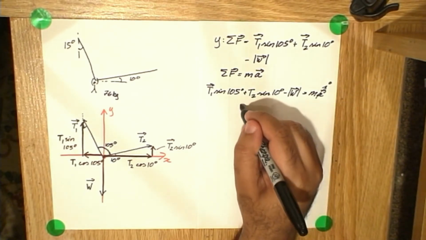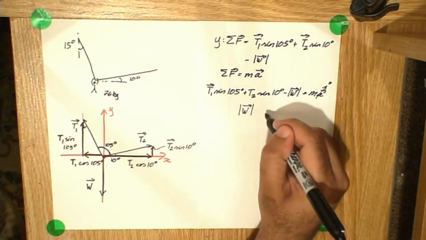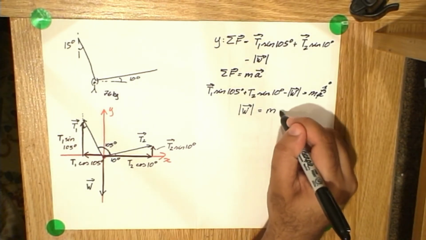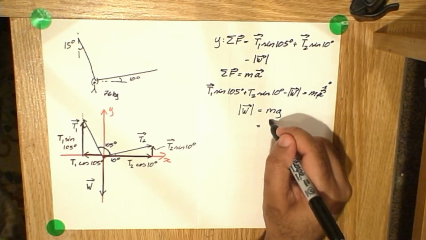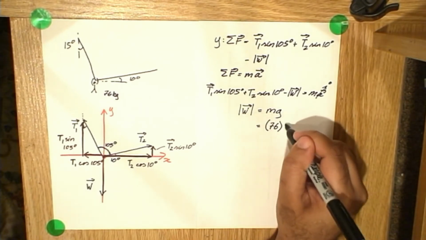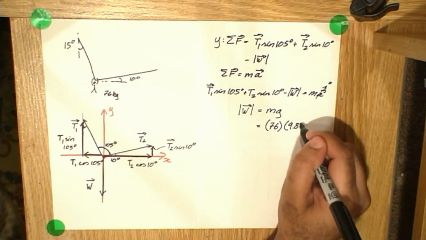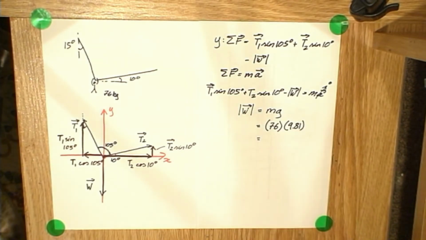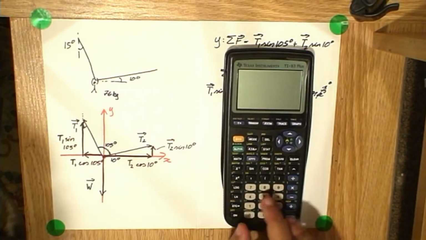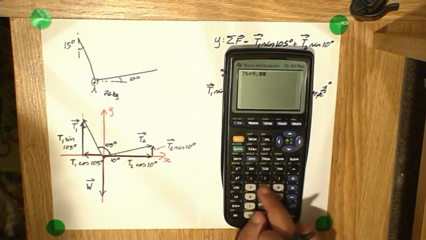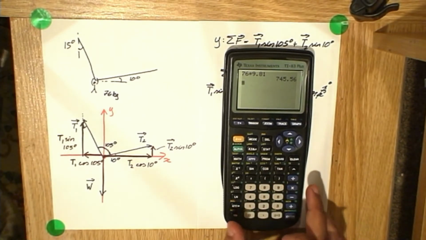Now, what about her weight? Her weight is equal to mass times gravity. Her mass was 76. Her gravity is 9.81, which works out to 745.56.